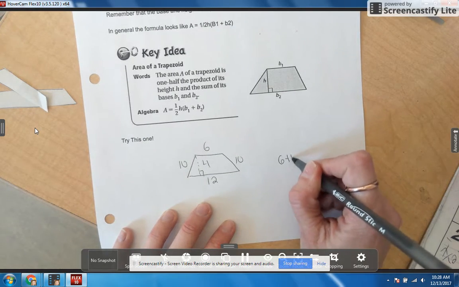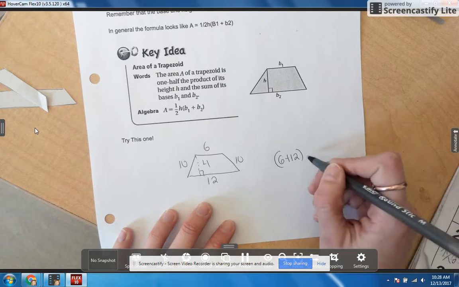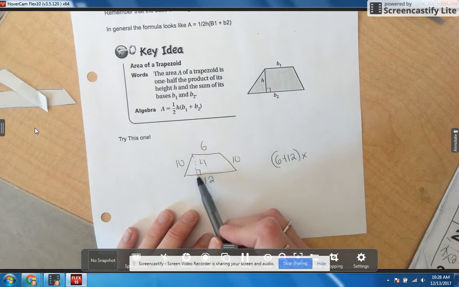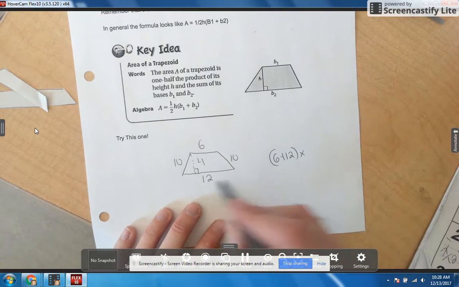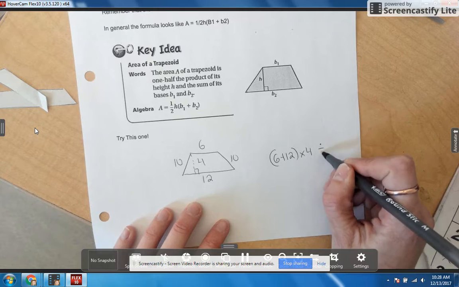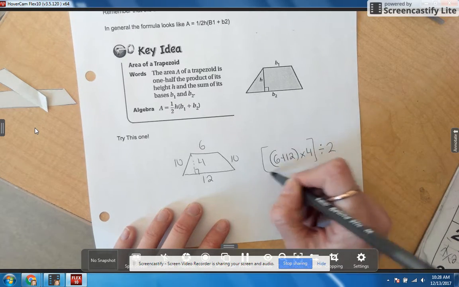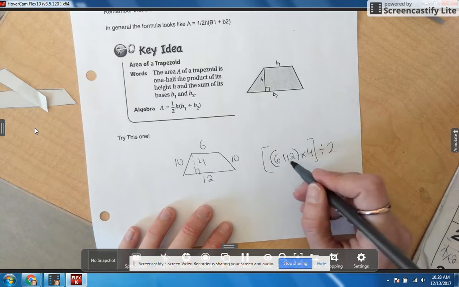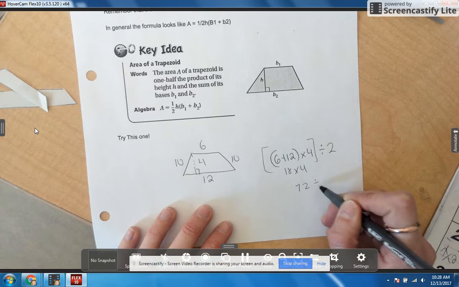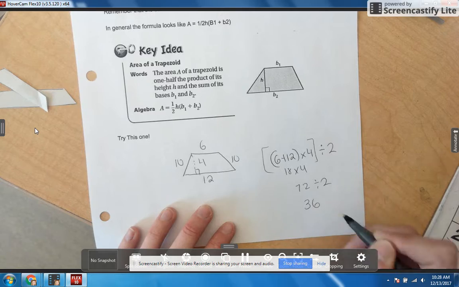Okay. Times the height. The height has to make a 90-degree angle with the bases. So that's this one that I drew in. The 10s are there just to throw you off. So the height is 4. And then we divide the entire answer by 2. So I'm going to put brackets around this. 6 plus 12 is 18. 18 times 4 is 72. Divide the whole thing by 2. We get 36. So 36, and let's pretend I labeled it in inches.